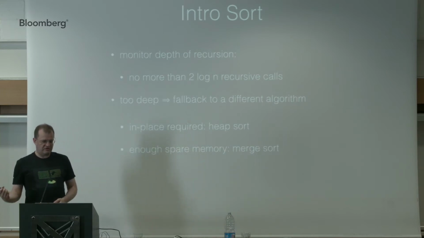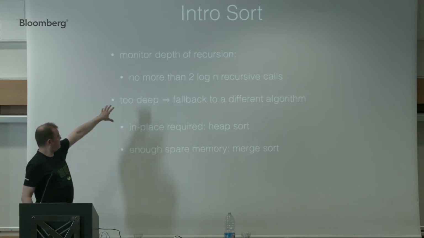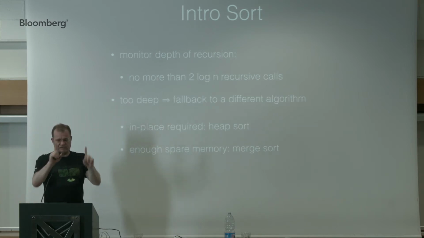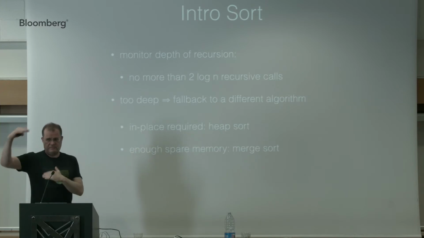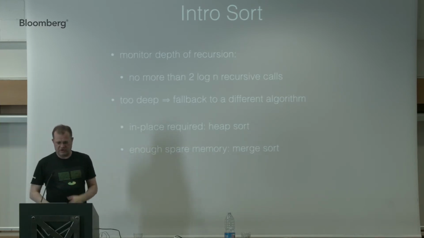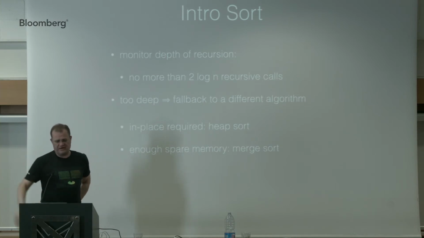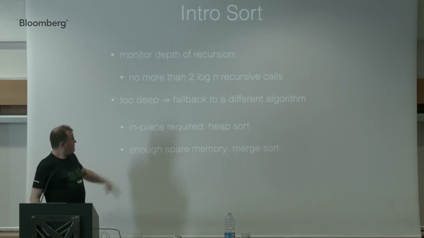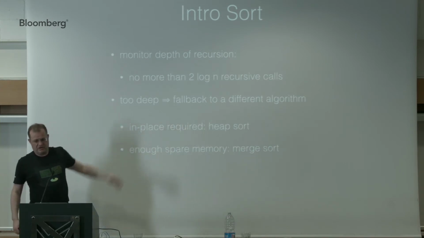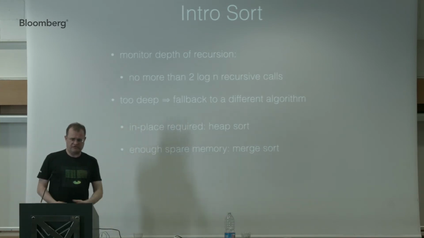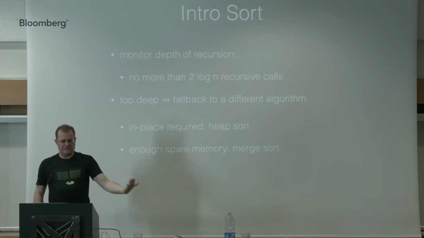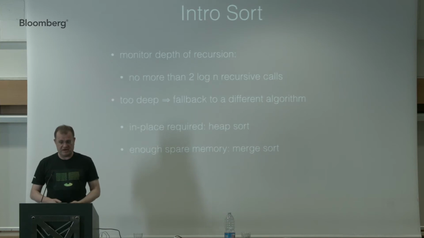So the idea is just monitor. Say we determine the logarithm of n of our original sequence, and if we have done more than 2 log n recursive calls, we decide, yeah, that's too slow. The 2 log n is basically a value which comes out of analysis. You can try to figure out what works best, but basically it's a random number in the right ballpark.